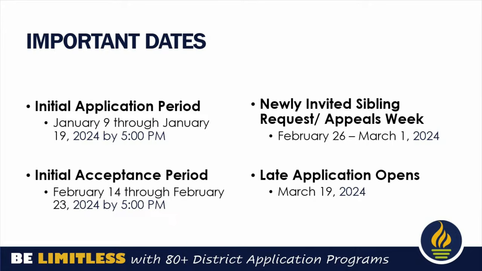We talked about the reasons why your student may be found ineligible. It may be because of academics or it could be because of behavior. During that same week, February 26th through March 1st, you have an opportunity to appeal that decision. You could contact the coordinator again and maybe present some additional information that the coordinator may not have had access to, potentially allowing your student to remain on that wait list instead of being found ineligible.